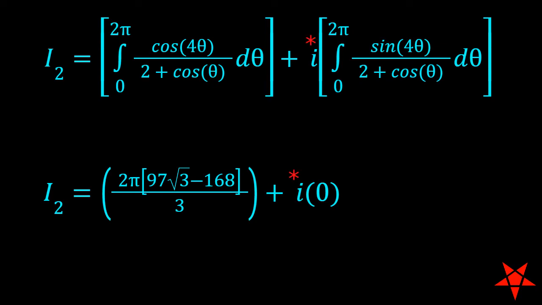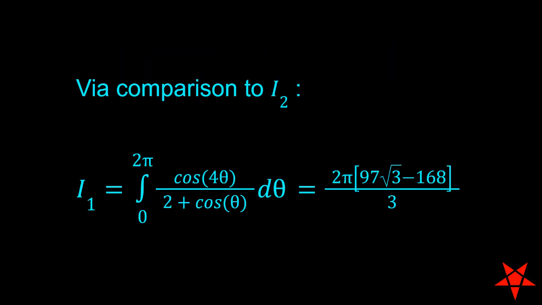we see that the imaginary portion of the integral, sine of 4 theta divided by 2 plus cosine of theta, is equal to 0, and the real portion of the integral that we just calculated is equal to cosine of 4 theta divided by 2 plus cosine theta. So, by comparison to I2, we now have a value for the definite integral I1.